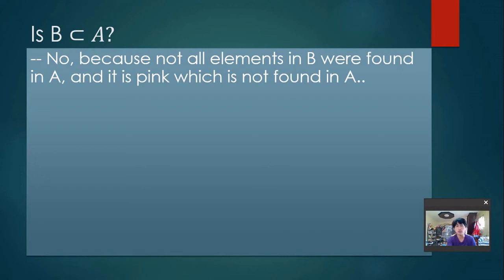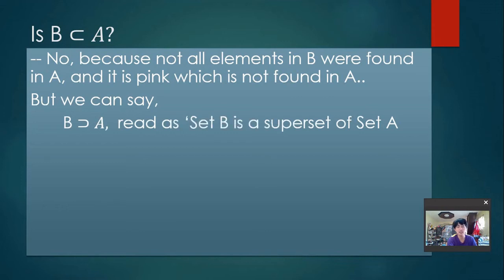Now, we could still make another notation for this. That is B, so we reverse the symbol. And what is that symbol already? That's the symbol for superset. So B is a superset of A. That's superset because B has a greater number of elements. So B is a superset of A.